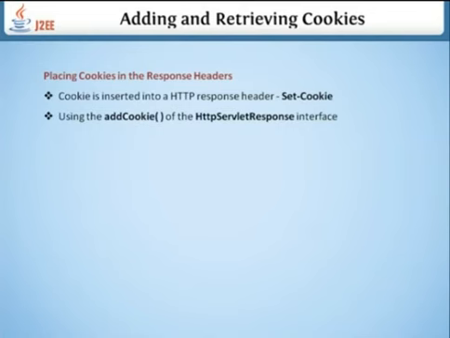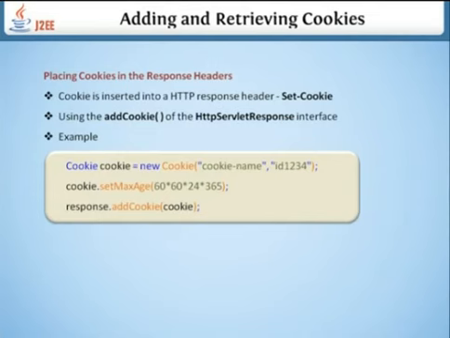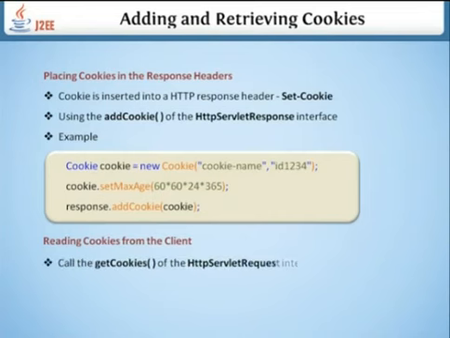Reading a cookie from the client. Call getCookies of the HttpServletRequest interface. It will return an array of cookie objects corresponding to the values that come with the HTTP request header as Cookie. If there is no cookie in the request, getCookies returns null. Find out the cookie that we want to retrieve by calling getName on each cookie. Once we find the cookie, we can call getValue to retrieve it.